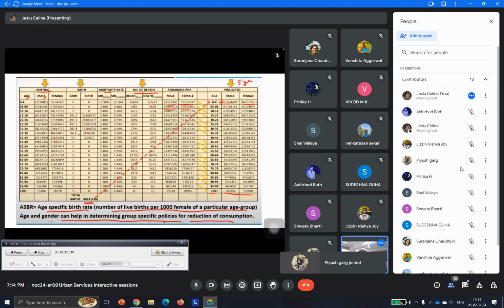So, sorry, did I just go back? Yeah. So this is one example of the cohort survival method. So this is not a software, this is just a spreadsheet, and based on the spreadsheet, we can calculate, so that everybody can understand. On this side, we have all the age groups written, 0 to 4, 5 to 9. So these are the different age groups which I was discussing before.